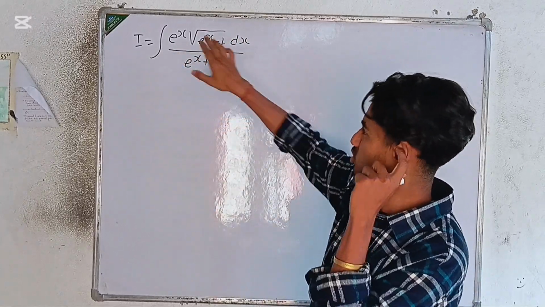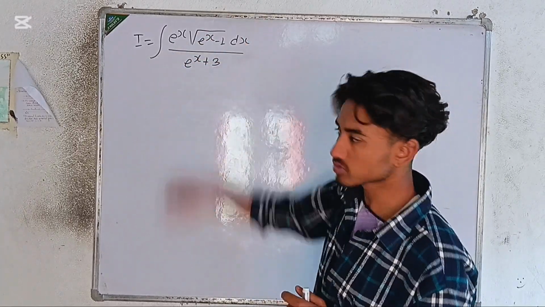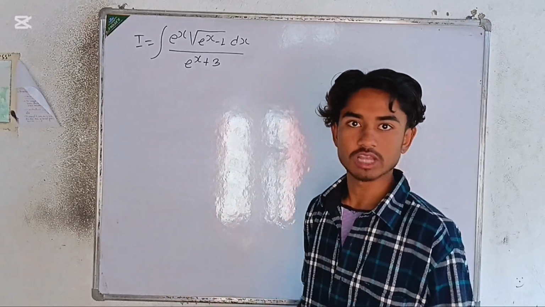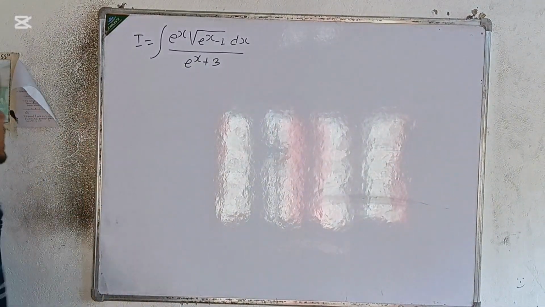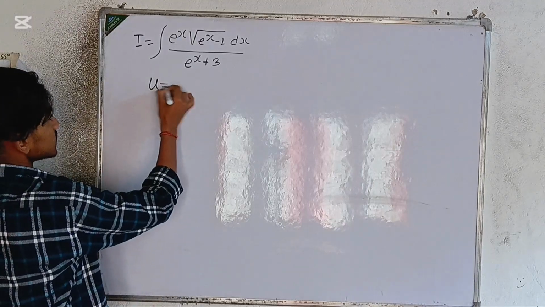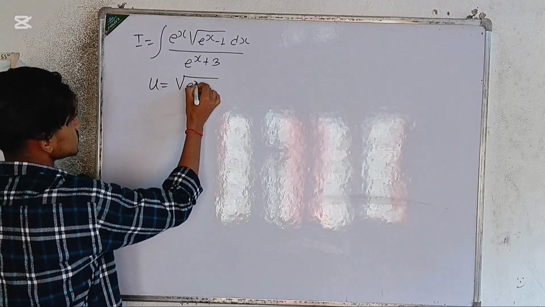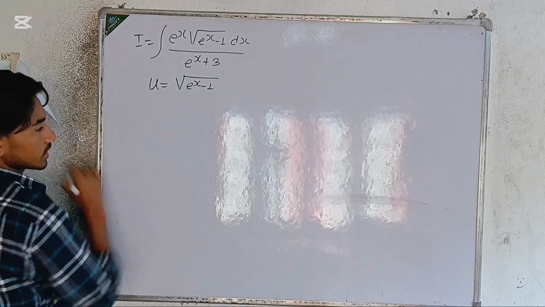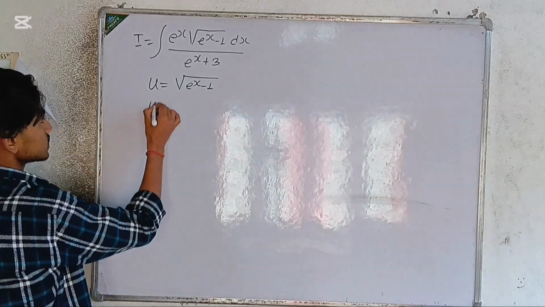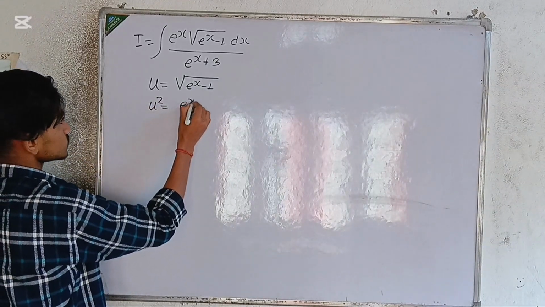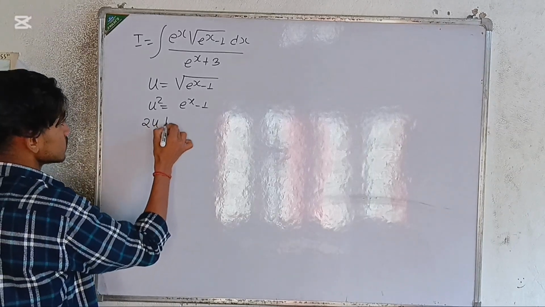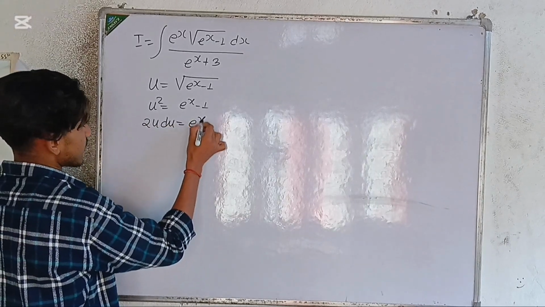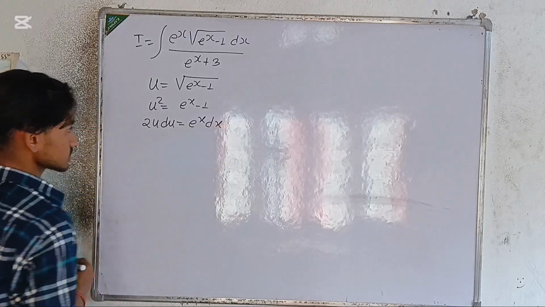So the integral is the square root of e raised to x plus 3, and it always contains all exponentials. So we have to solve this. In order to solve this, we substitute u is the square root of e raised to x minus 1, okay? So we get u squared is e raised to x minus 1, and if I differentiate it, I get 2u du is e raised to x dx.